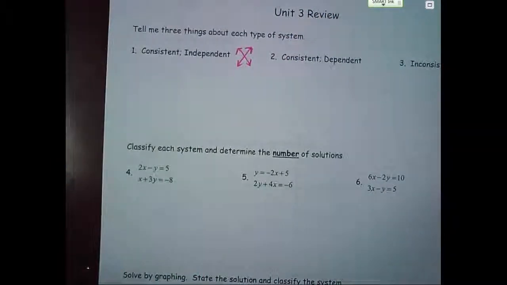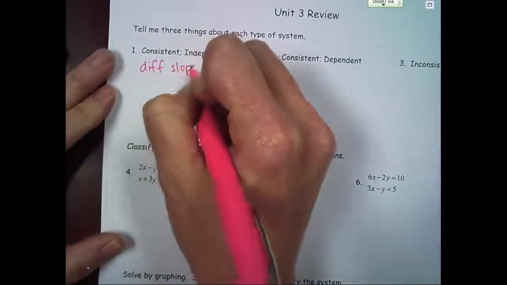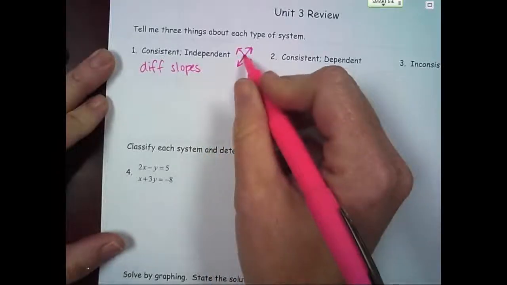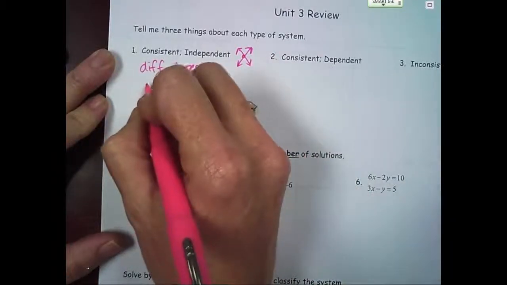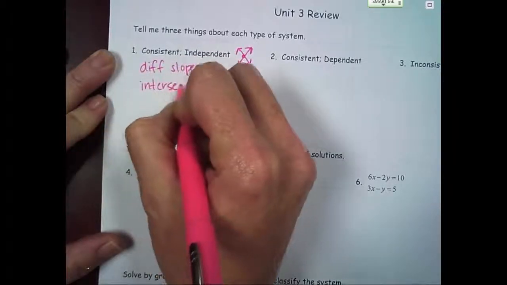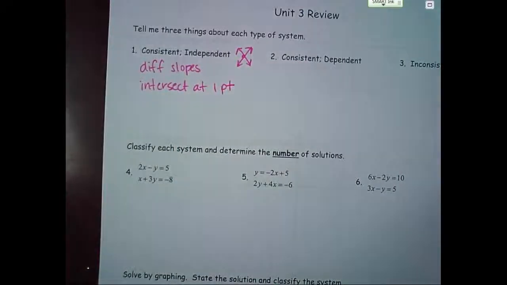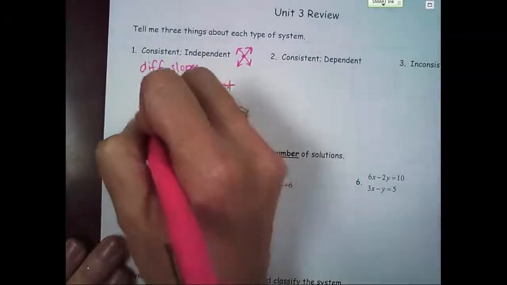Right? We know that they have different slopes, right? They intersect only at exactly one point, right? They intersect at one point. And how many different solutions do they have? 1.